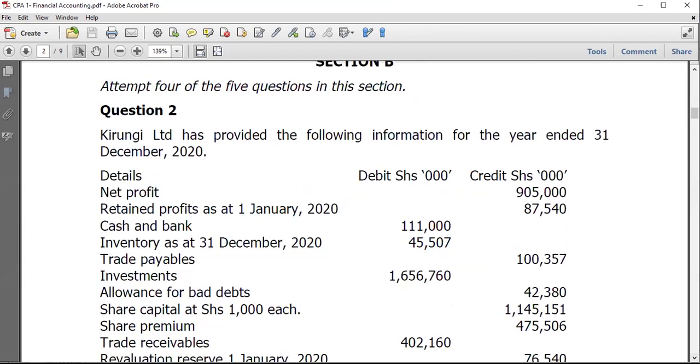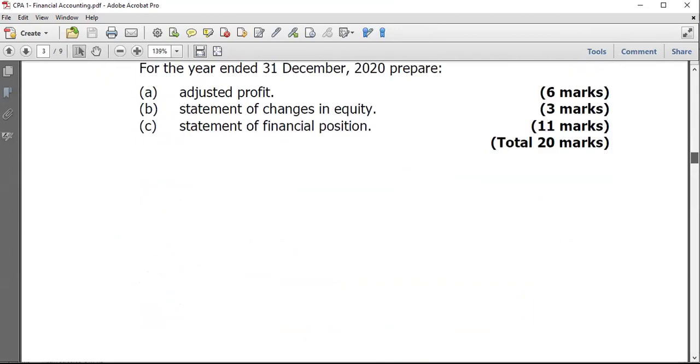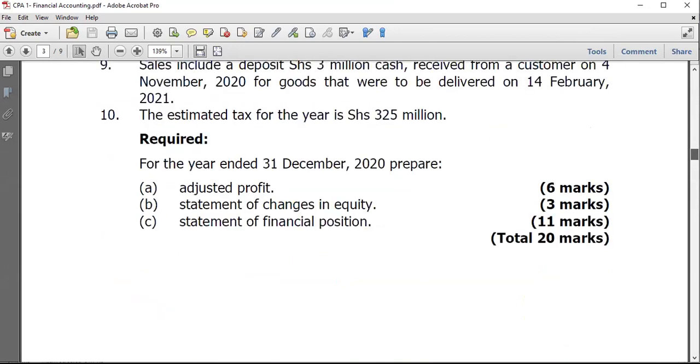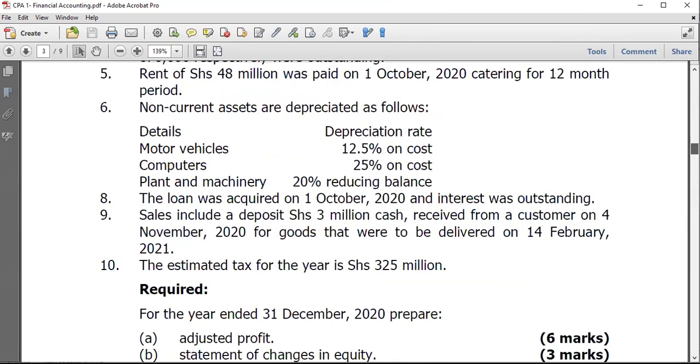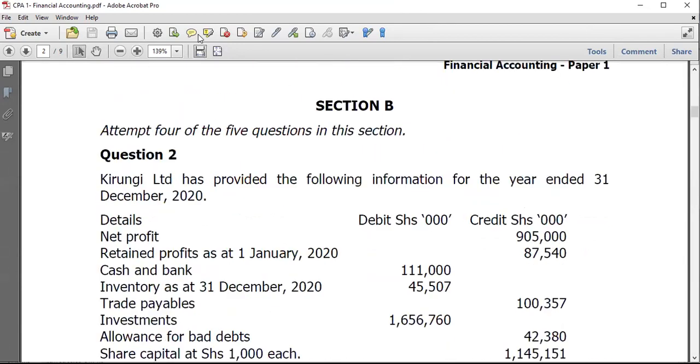So we have this question. This is, like I said, March 2021. And this question 1 would help give us more information around preparation of financial statements, especially for the private sector. Okay.